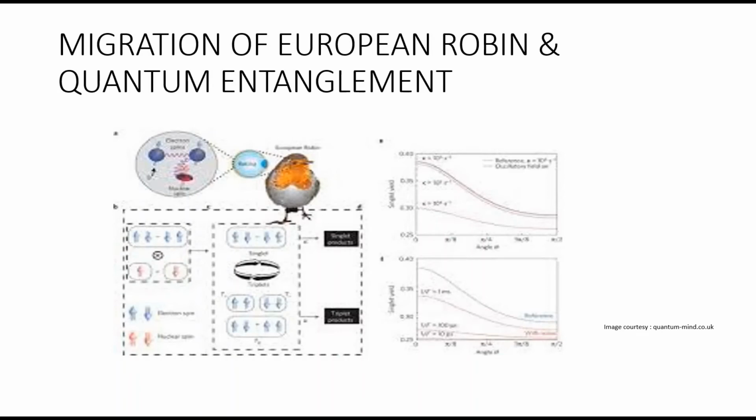European robins may maintain quantum entanglement in their eyes a full 20 microseconds longer than the best laboratory systems, say physicists investigating how birds may use quantum effects to see Earth's magnetic field. Quantum entanglement is a state where electrons are spatially separated but able to affect one another.